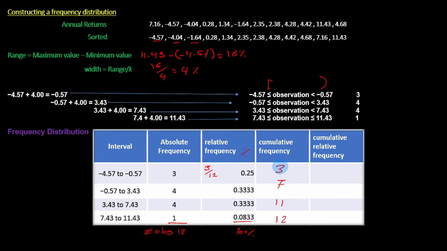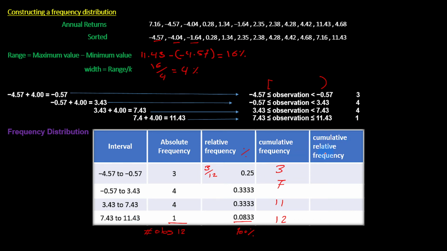So that's telling me how many observations there are up to the upper limit of each interval, right? So there are 7 observations from minus 4.57 up to 3.43, right? 11 observations are from minus 4.57 up to 7.43, right? And 12 observations from here until the last observation, obviously.